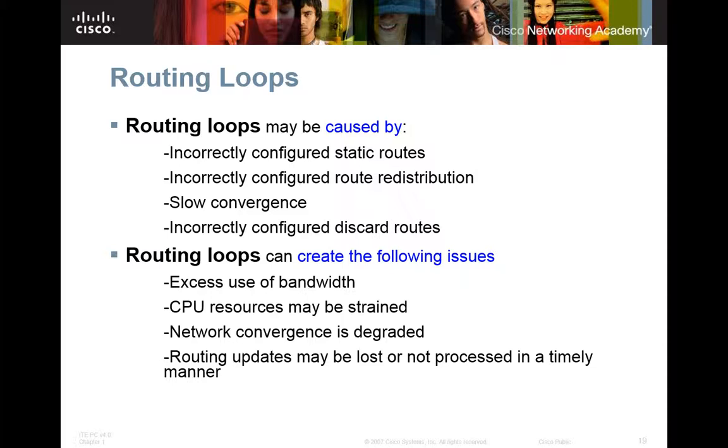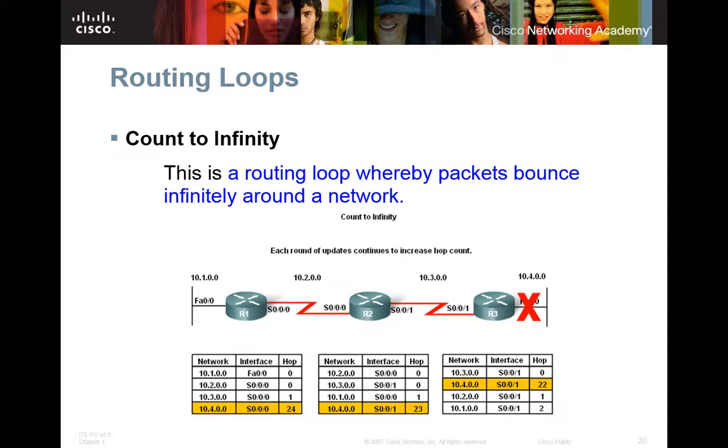Static routes, route redistribution, slow convergence, incorrectly discarded routes. That's always fun. If you have a routing loop, it's just going to cause you a headache and it's going to slow your network down. Because you just keep getting things thrown in there to that same network that doesn't exist. What's going to happen? It's just going to keep going. Here's the best definition. It's a routing loop whereby packets bounce infinitely around the network. So if 10.4.0 goes around, guess what? It's just going to keep bouncing amongst these guys.